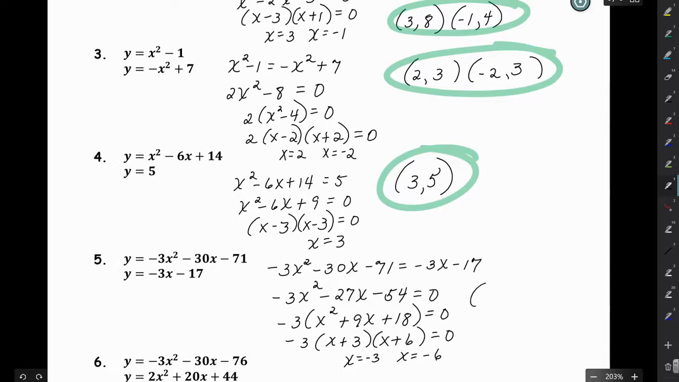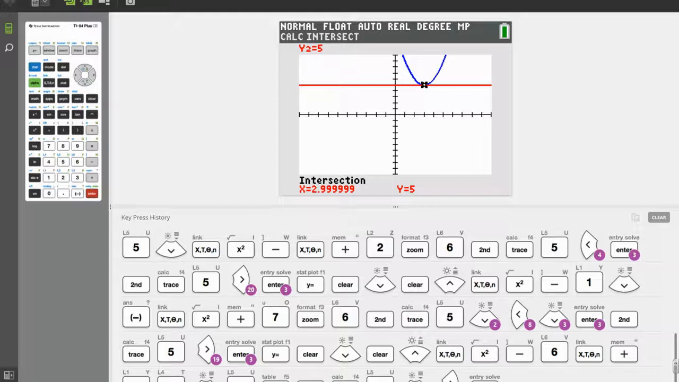So I know I'm expecting 2 coordinates. If I put -3 into this equation, -3 times -3 is 9. 9 minus 17 gives me -8. If I put -6 into this equation, -3 times -6 is 18. 18 minus 17 gives me 1. And I'll check those in the calculator.